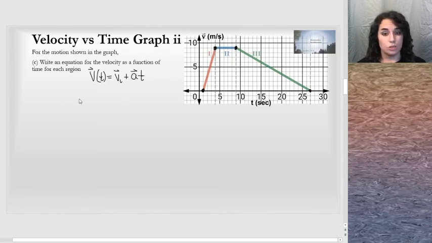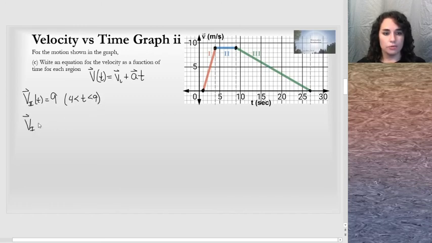If it were me, I would do region 2 first. Region 2 seems to have the easiest line. The velocity of region 2 as a function of time is 9. It is a constant value throughout that period, and that's it. And this will be for the time period from 4 to 9. Let's work on the other two regions.